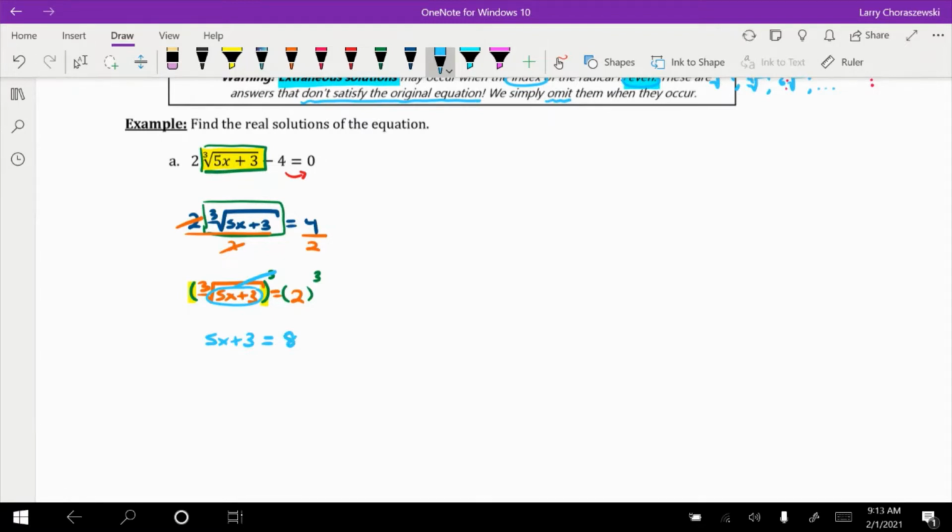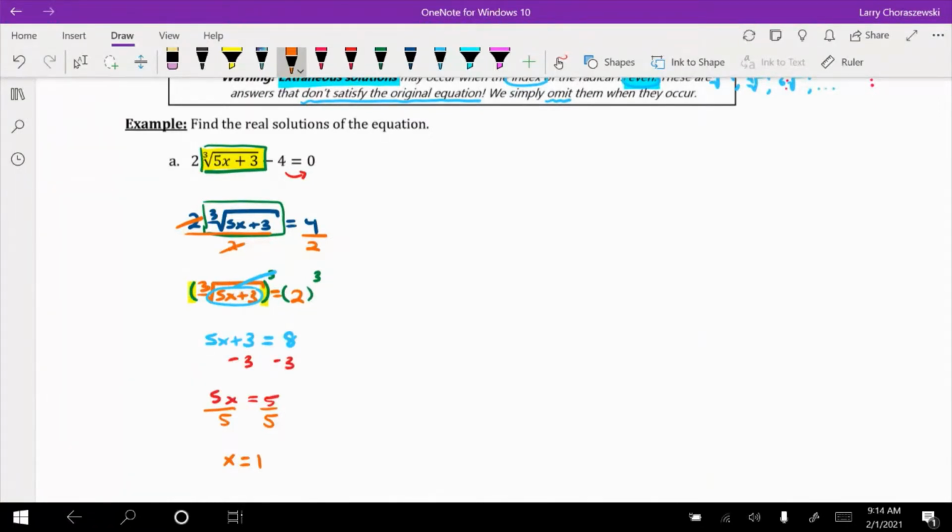And after getting rid of the cube root, it looks like we're left with a linear equation. And we discussed how to solve these last week. Start by subtracting 3 from each side to get 5x equals 5. Divide each side by 5. So according to our algebra, it looks like x equals 1 is our solution.